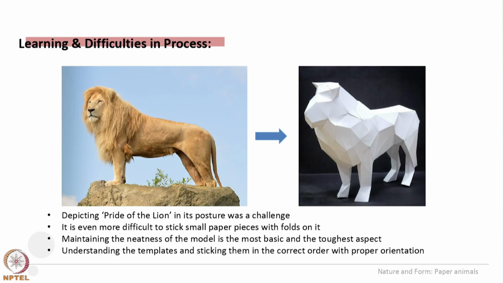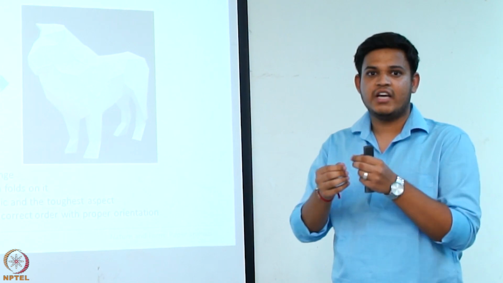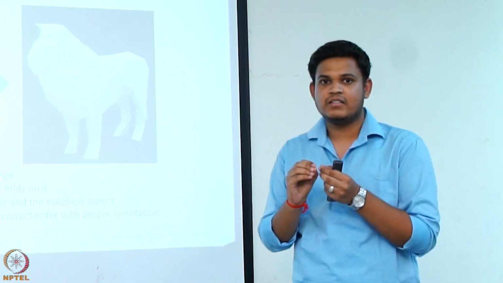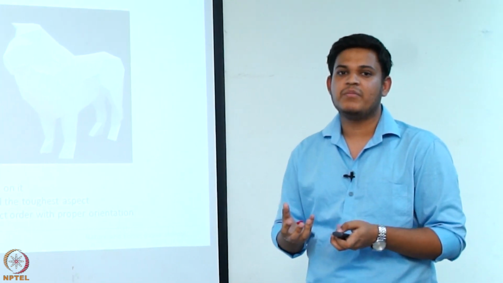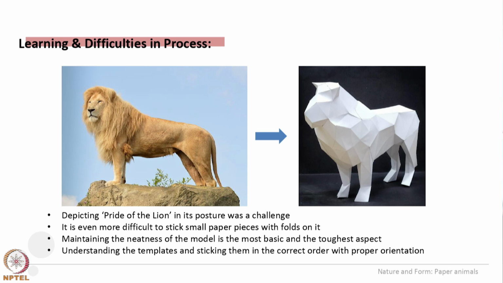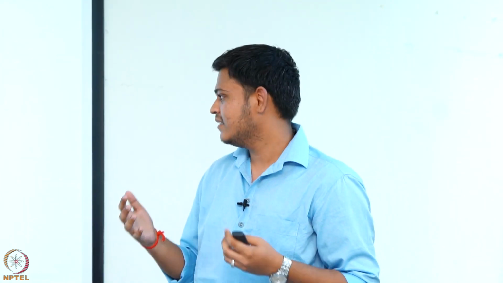Again, learnings and difficulties in the process. The first thing was that I had to choose a posture of the lion which shows its pride. Then it was more difficult to stick the folded pieces of paper than just a normal piece of paper. Then we had to maintain the neatness of the whole model, because that's the most basic and, I think, the toughest aspect of any model making.